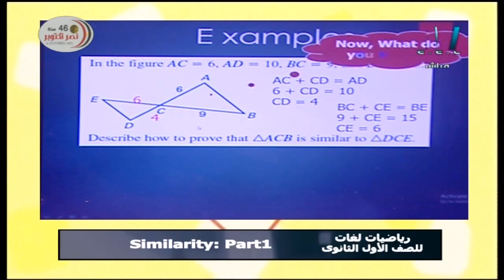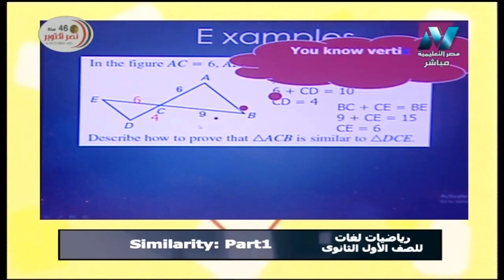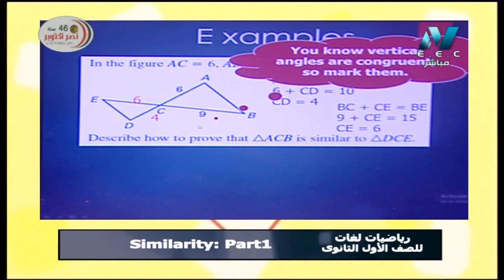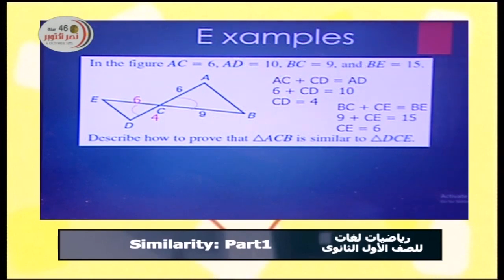And pay careful attention to these two angles. Yes, you know vertical angles are congruent. Look at the angle ACB. It's congruent to the angle ECD because they are vertically opposite angles.